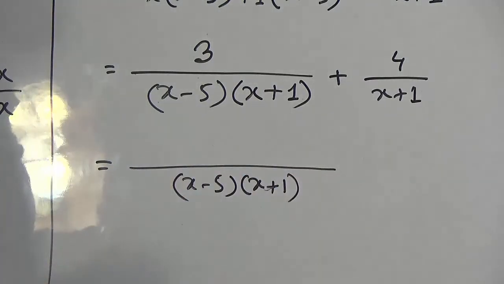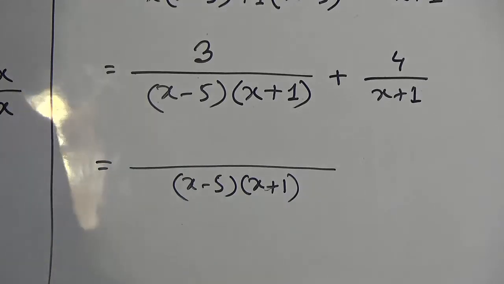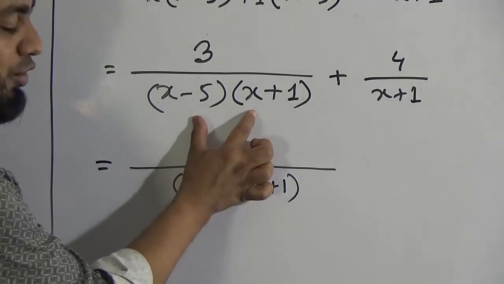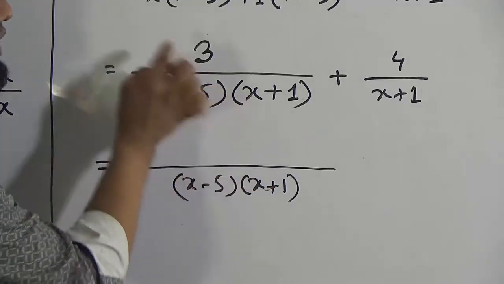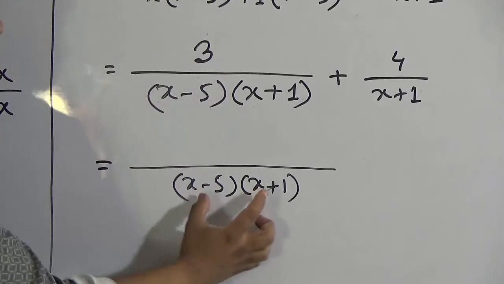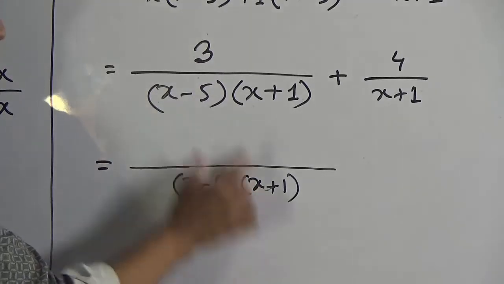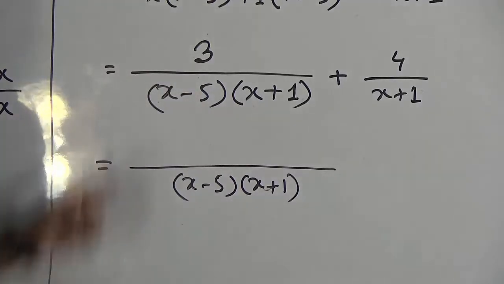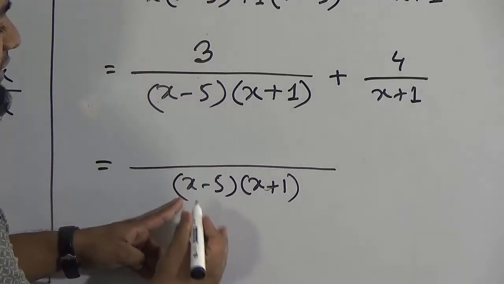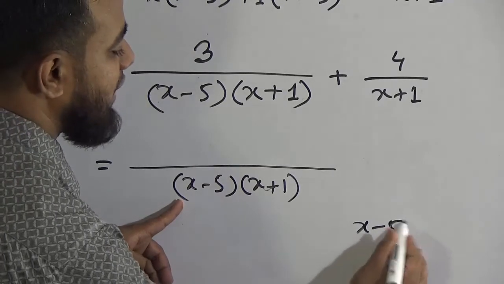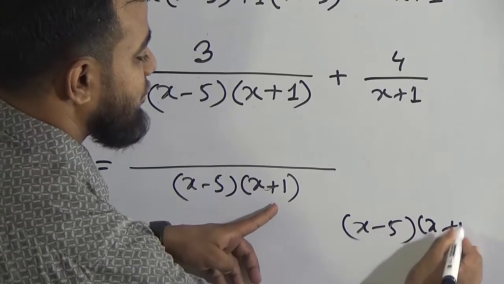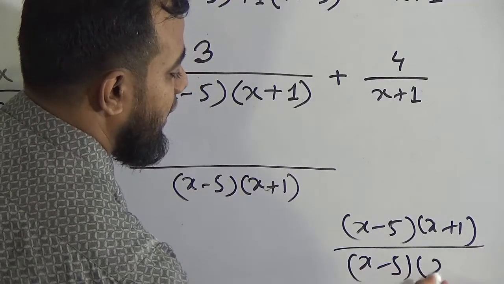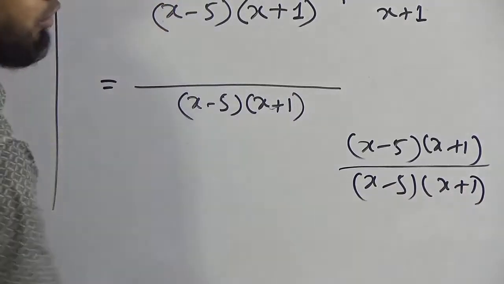Now what should we do in the numerator? My dear students, this LCM needs to be divided by the denominator and multiplied. The result will be multiplied by the numerator. I repeat, this LCM needs to be divided by the denominator and the result will be multiplied with 3, the numerator. So if we divide this LCM, that means x minus 5 into x plus 1, by the denominator, which is x minus 5 and x plus 1, our result will be what?